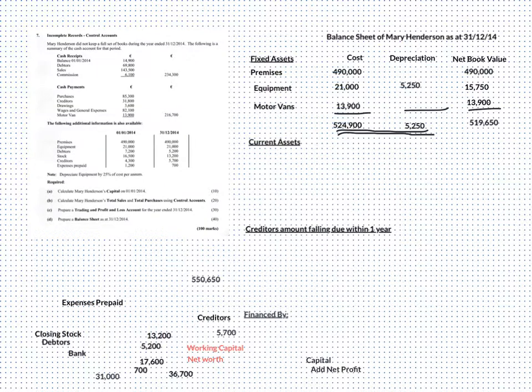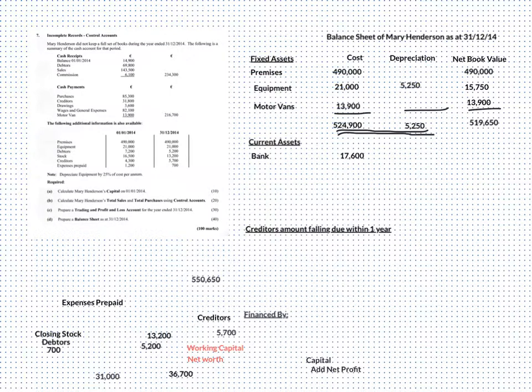So I'll just bring this across. Now bank, there's a small little calculation in relation to bank, and I'll just show you now how we do it. So cash receipts, this is money coming in, money going out. So money going out minus money going in is equal to our bank figure. So our bank figure is 17,600. So I can just bring that in there, 17,600.